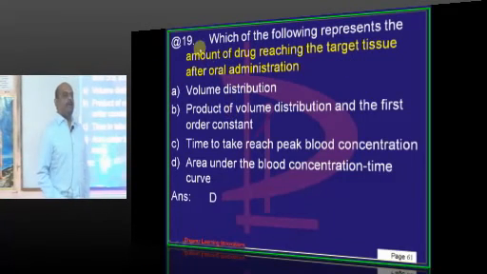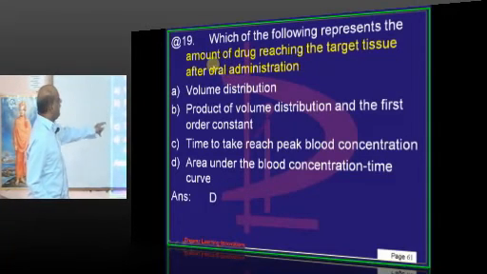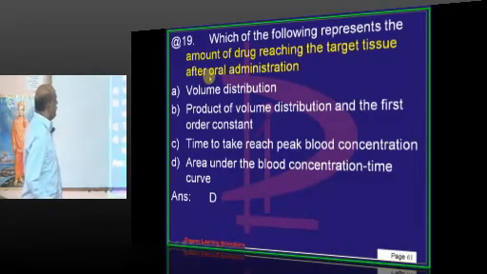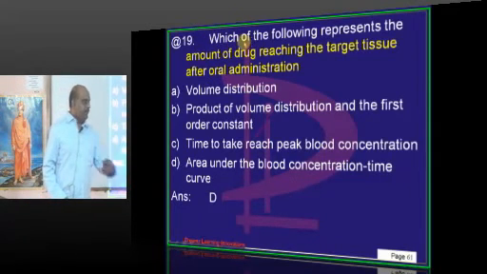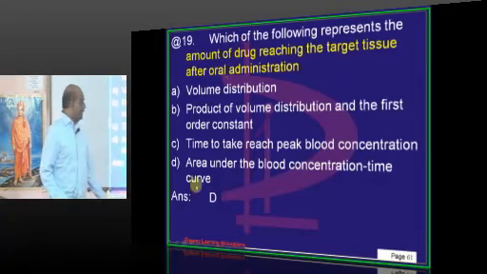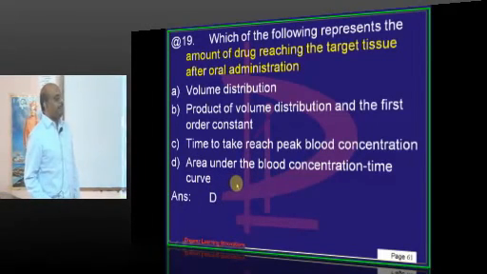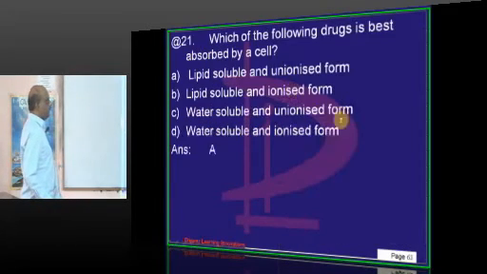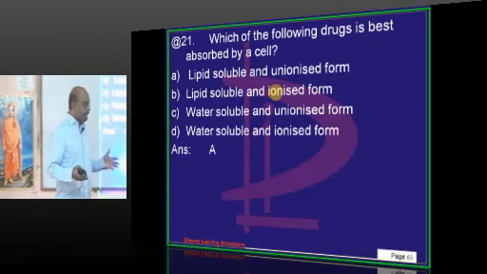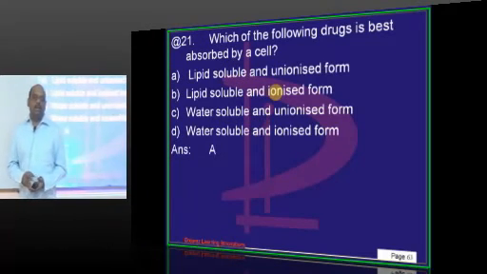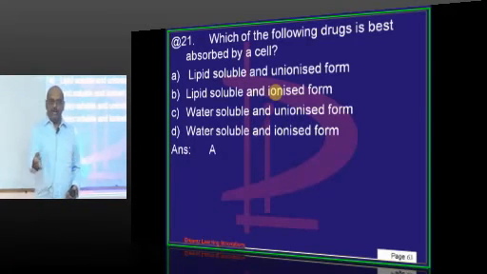Now the next favorite question of the examiner is, after you have given the orally administered drug, the amount of the drug reaching the target tissue, how will you be able to calculate? Already we know, area under the curve, AUC, is an important way by which you can calculate the bioavailability of a given drug. Okay, doctor? Now, for a drug to be absorbed by a cell, obviously the drug needs to cross the plasma membrane. It has to enter into the cell.